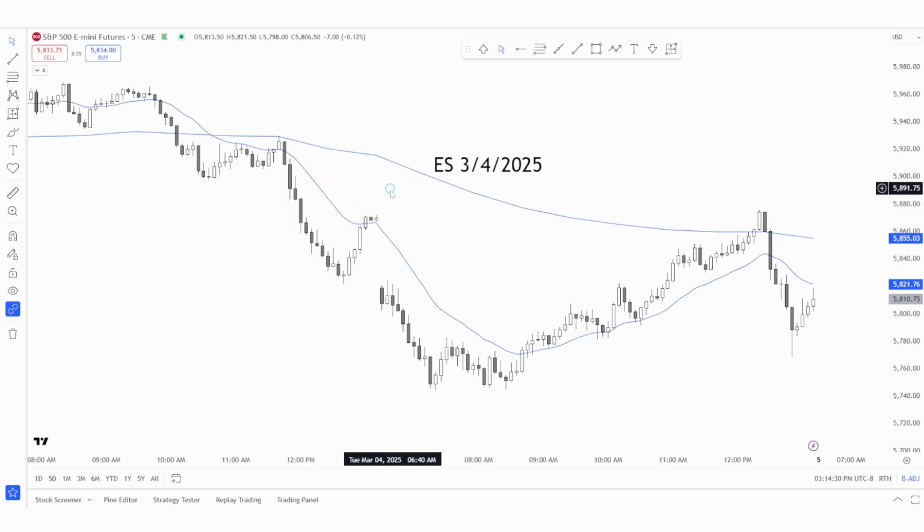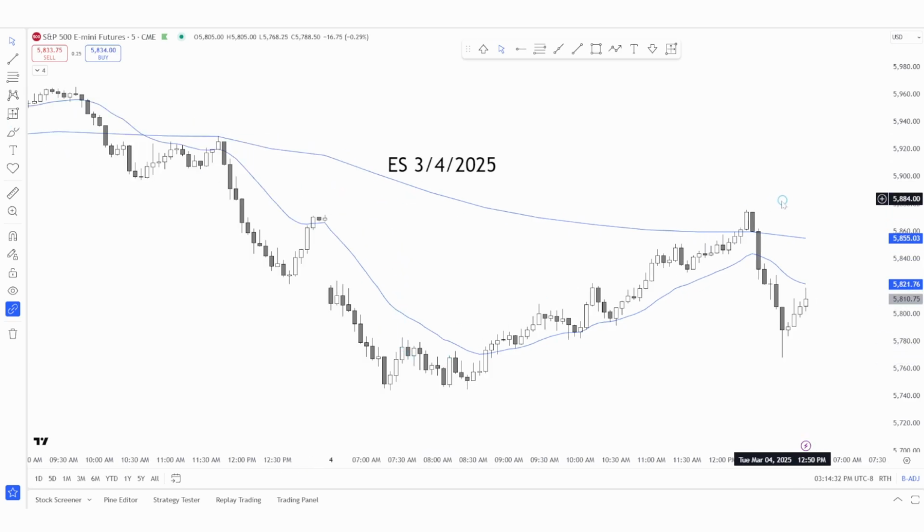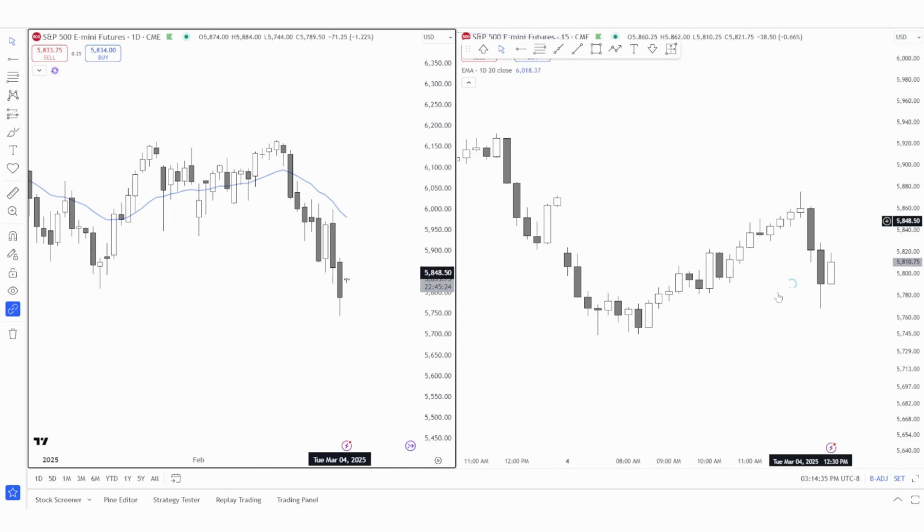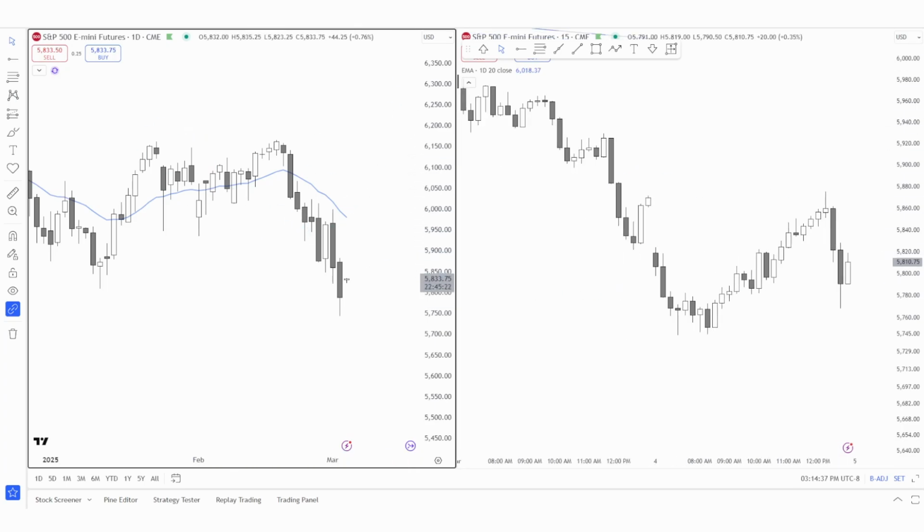Pretty cool day in the markets. We had a gap down with a sell-off and then a rally. Here's the daily chart and the 15-minute chart. On the daily chart, I'm counting a few legs lower.